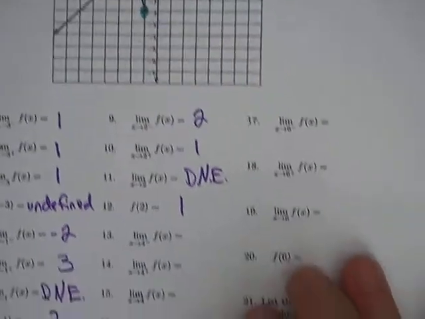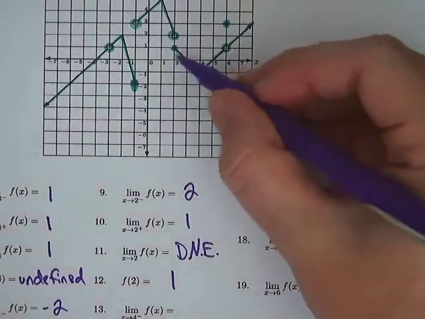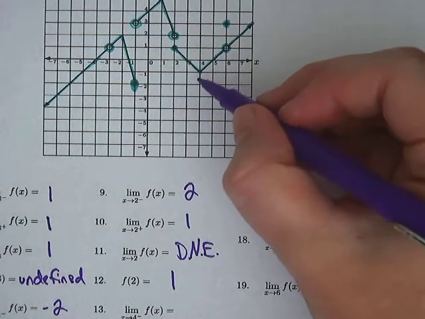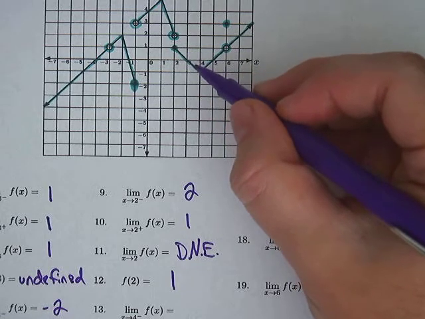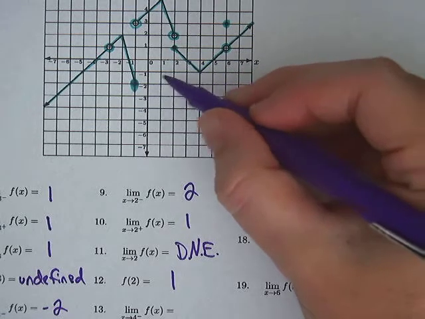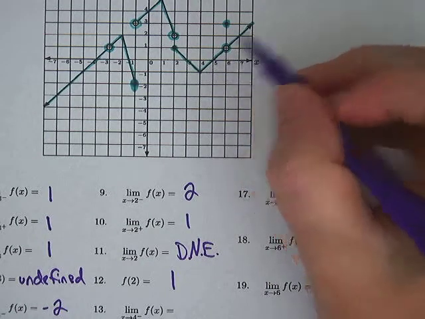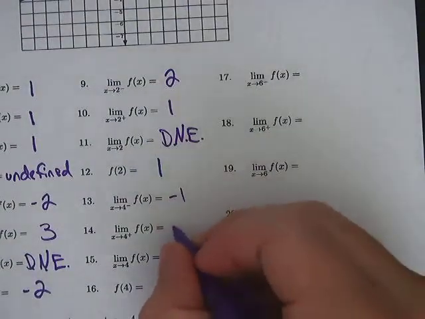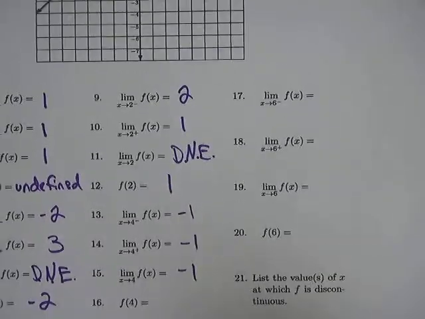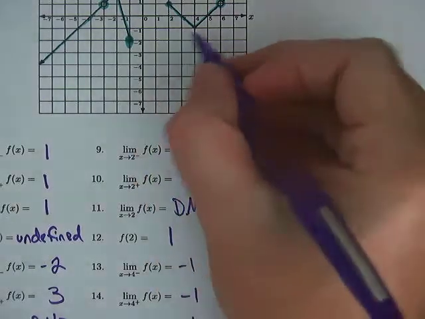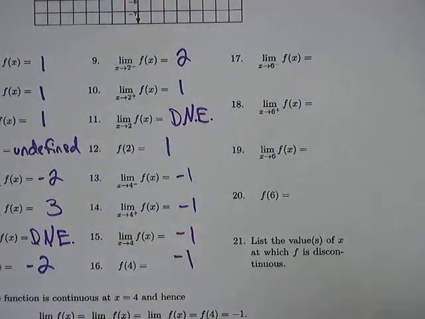Okay. We're asked the same thing about 4 now. So let's go to 4. There's no holes, there's no jumps. So as we approach from the left side, the value is -1. As we approach from the right side, the value is -1. So the limit is also going to be -1. They're all three the same. What's the value there? Well, there's no hole. So right there at that sharp point, the value is -1. So in this case, all of them were -1s.